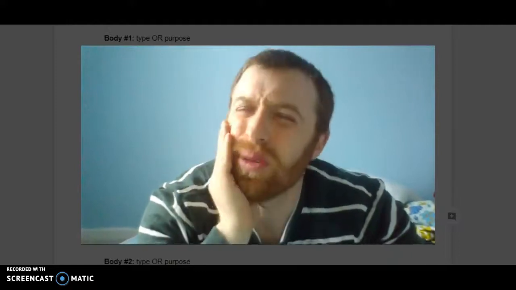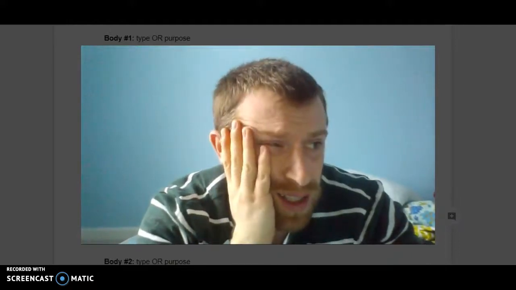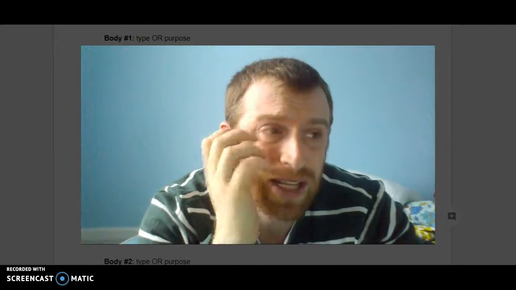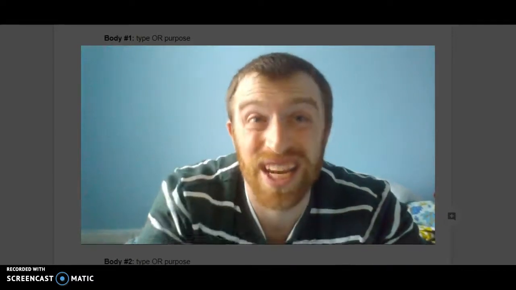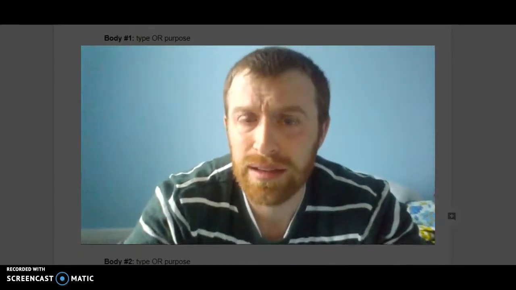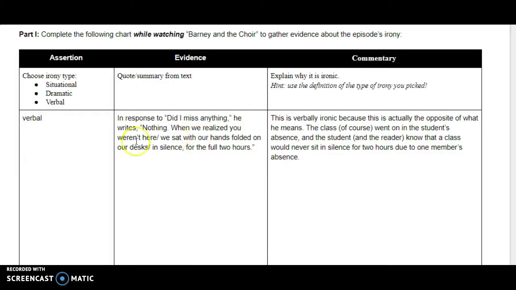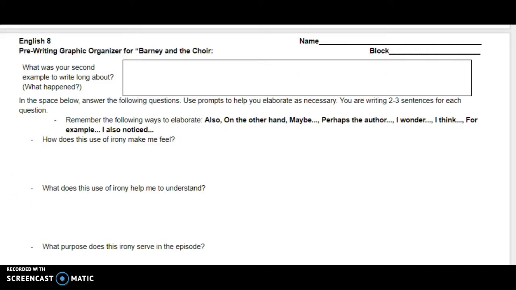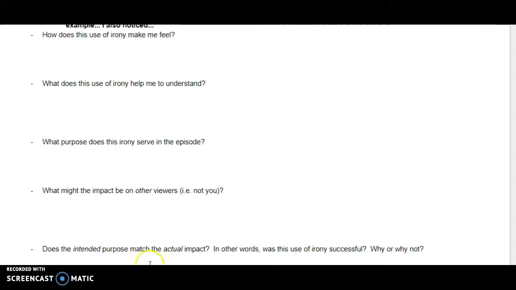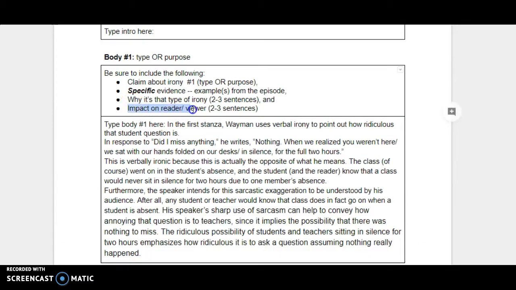But what happens when you're organizing your essay and you're saying, well, wait a minute, I don't have an example that I wrote long about that I need. That's okay. If you've got an example from your notes, maybe here, for example, you just haven't written long about it, no big deal. Use these same prompts to write long about that moment, or use these prompts to expand on this idea. What's the impact on the reader? Was it successful? How could it impact other people? How did it impact me?